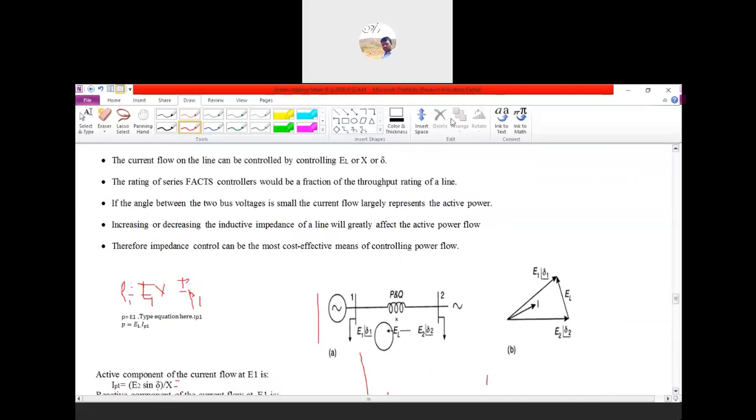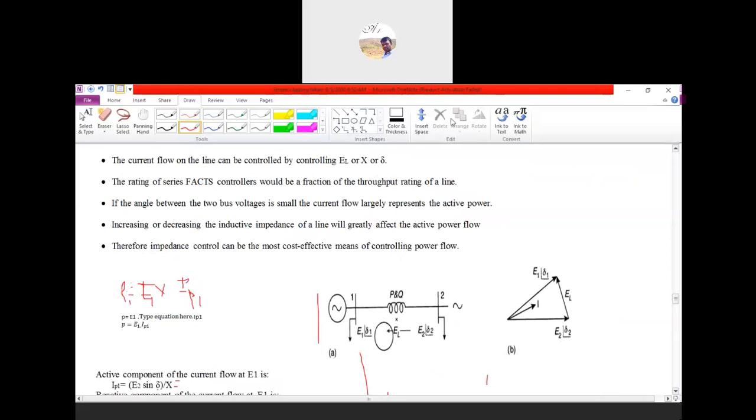Here, from the equations we already wrote, the active power at E1, P1, is equal to E1 into E2 sin delta by x. This is the delta angle. So here is the active power at E1.